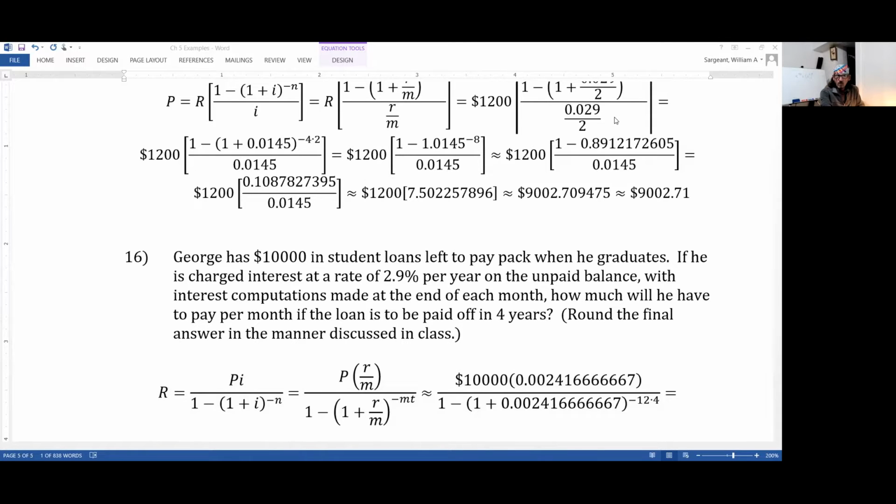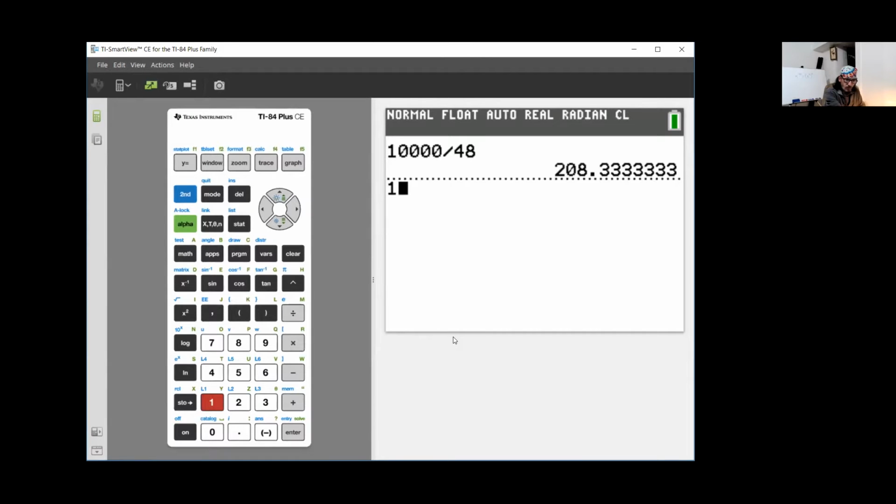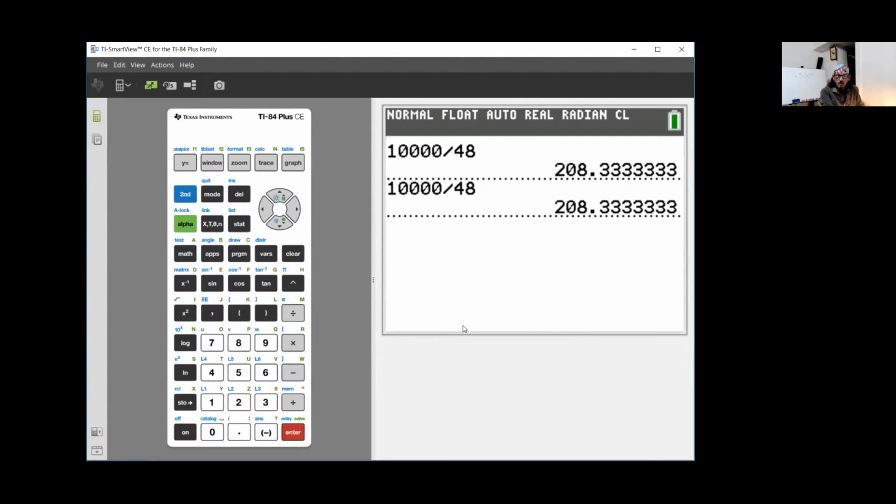So if there was no interest being added on to his loan, we could take that 10,000 and divide by 48. But every month, money is being added on so that it's fighting against his payments.